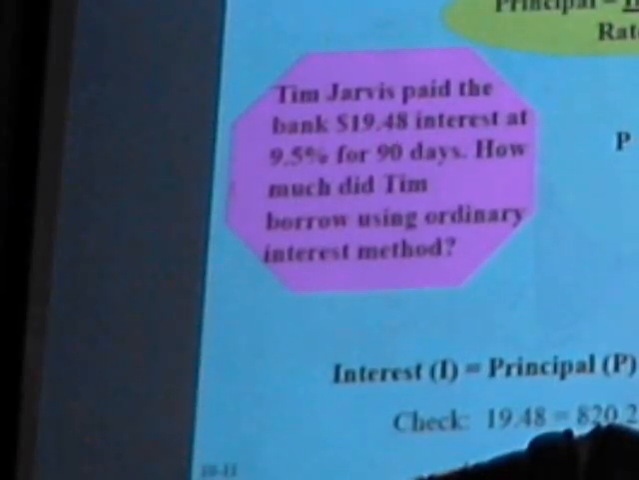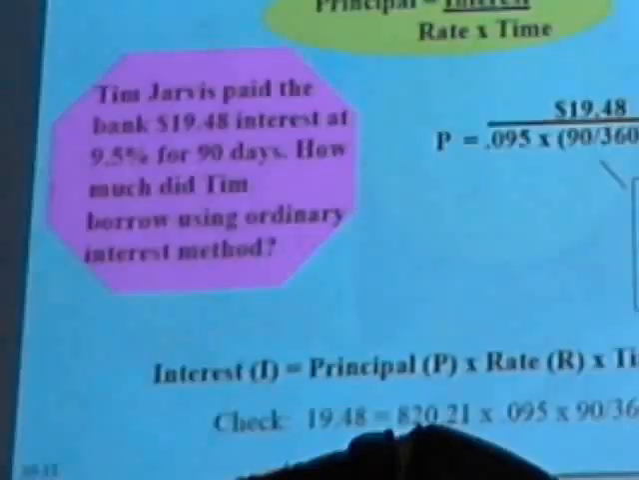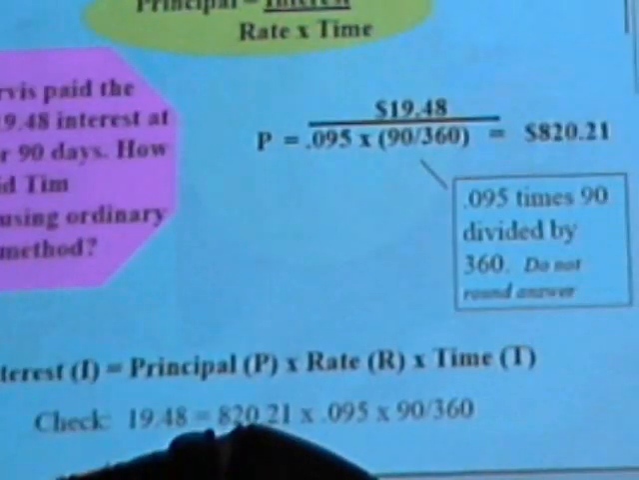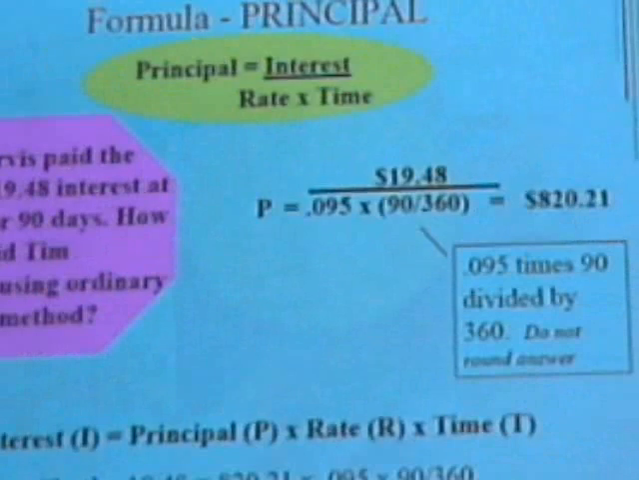But let me back up a step. I didn't even notice this at first. Right here, which one of these cases are we using? Number 1. We're solving for what? P, principal. It's this one. P equals I divided by R times T.